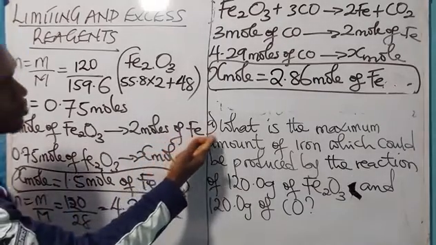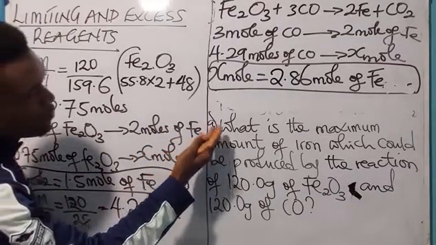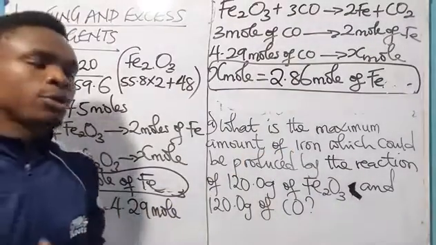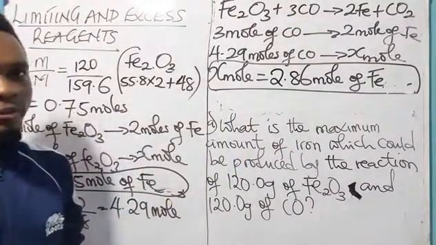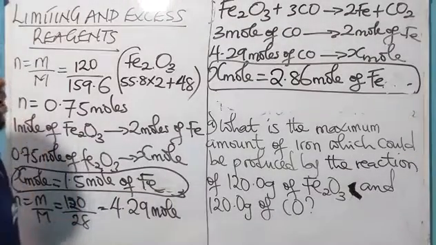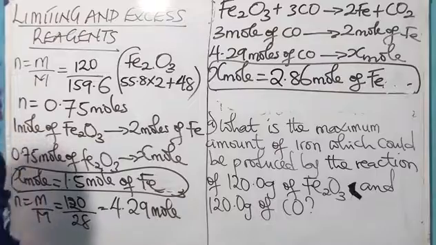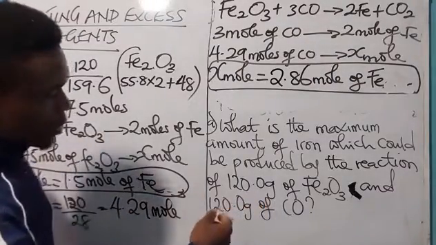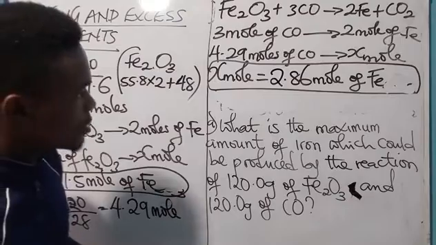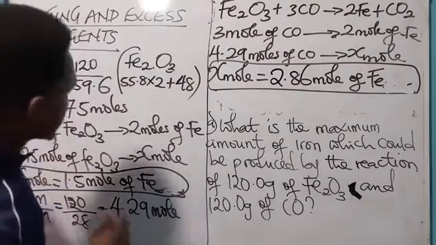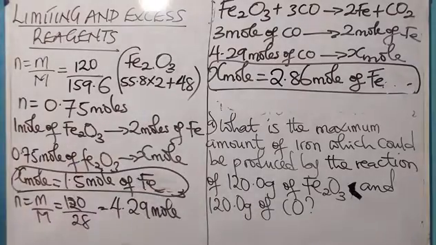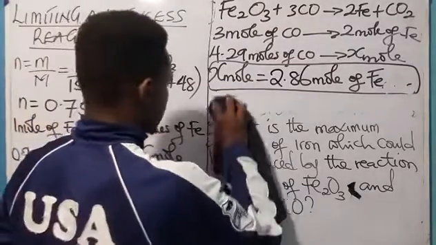Now, what is the maximum amount of iron which could be produced? Good. I think they are also asking us the mass of it. Okay, I think we've done for this. So to calculate the mass now, I think I'll use the textbook here. Let me rub off this part.